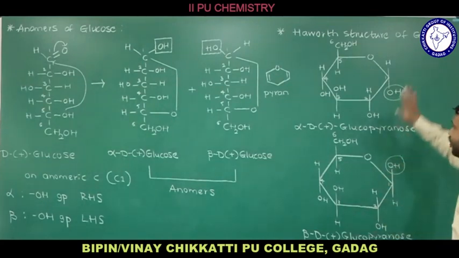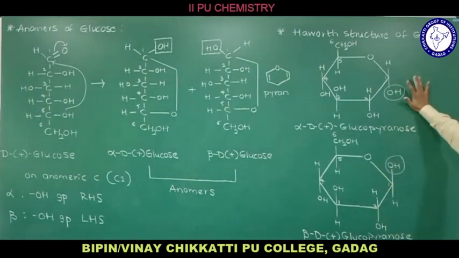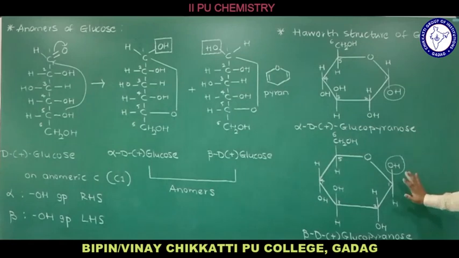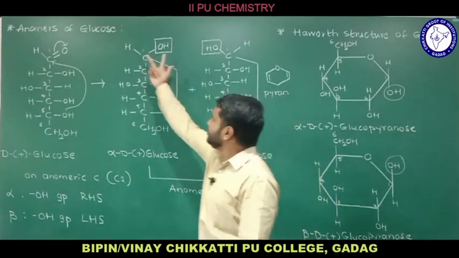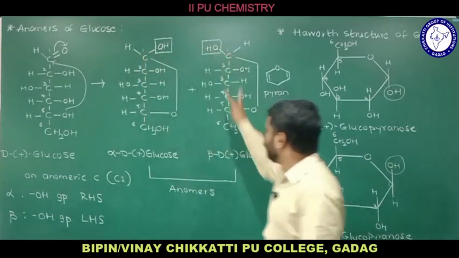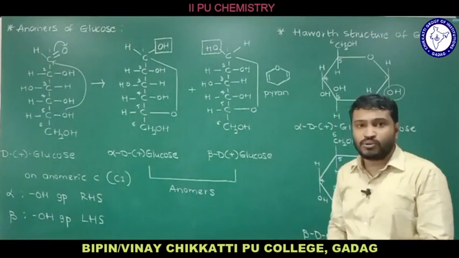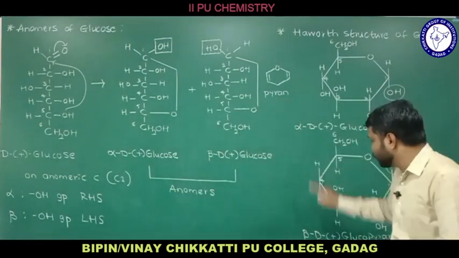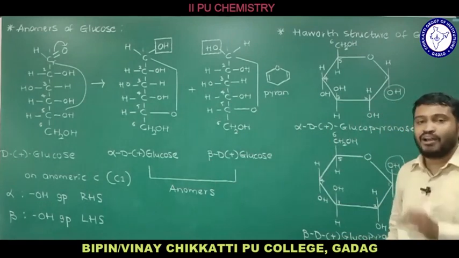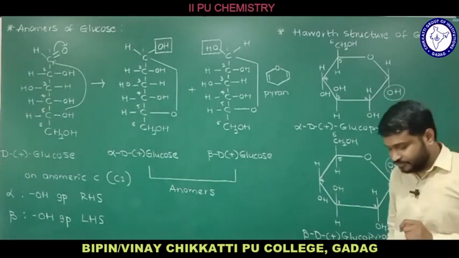So if you remember this alpha D plus glucose, it will be easy for you to draw the beta D plus glucose. Why? Because the only change is this one. This OH and H has to be interchanged, and you are going to get beta D plus glucopyranose. In this case also same, both structures are alike, so we just interchanged OH and H and we got beta D plus glucose. So this is the reason why we represent alpha and beta, and here also alpha and beta. Remember, alpha and beta are the anomers.